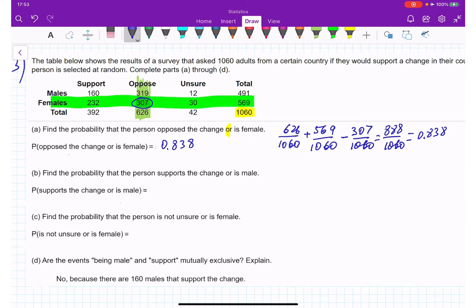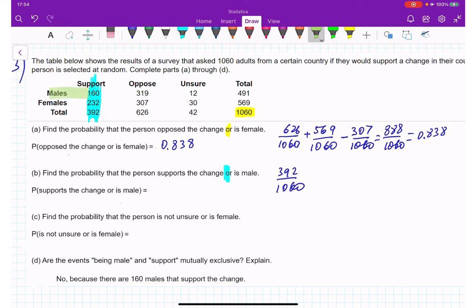B, find the probability that a person supports the change or is male. Let's clean this one. We leave only the total. So the person supports the change. Where is our support? It's right here, 392. 392 over 1060, or is male. Where is our male? Right here, 491. And 160 is repeating, right? So we do subtract 160 over 1060, and the answer is 0.682.